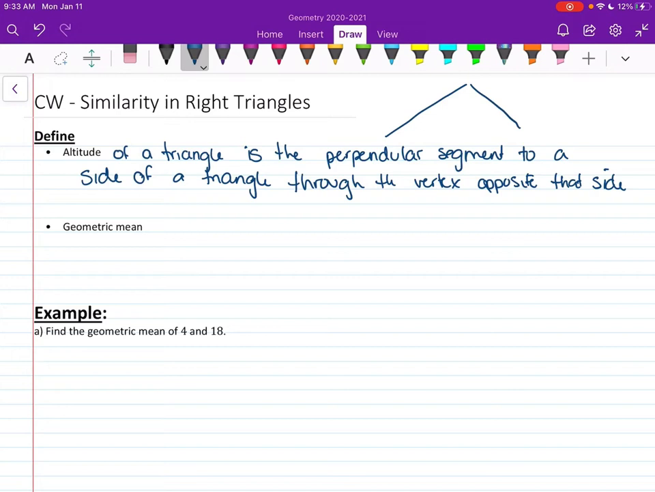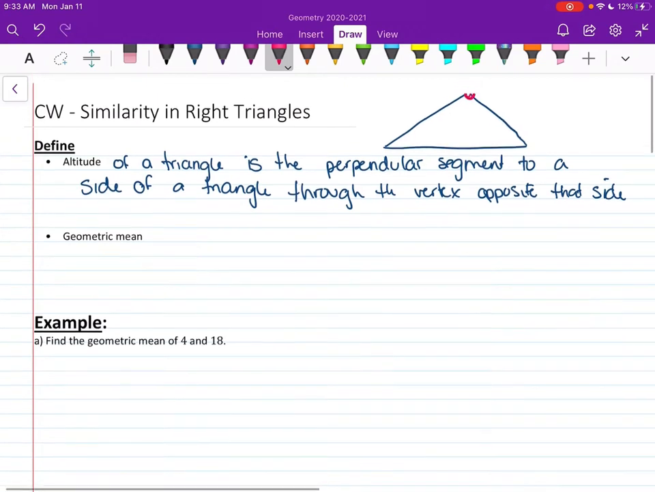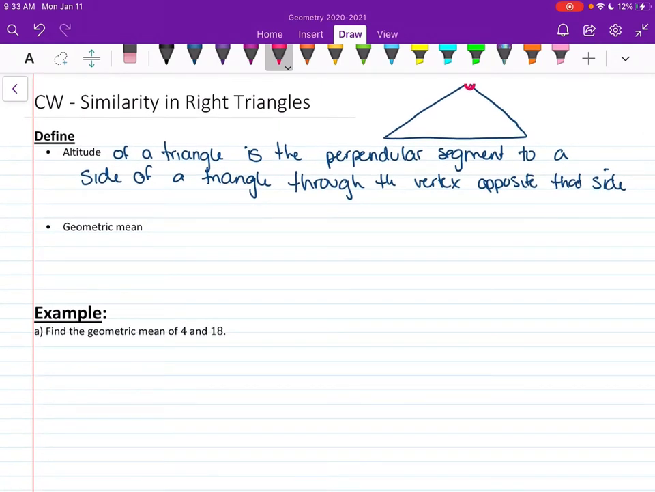So basically, if I have a triangle and I pick a side, I'm going to pick that bottom side. I want a segment that's perpendicular to it and it goes through the vertex opposite. So the vertex opposite is going to be that top vertex. So my altitude is going to be this perpendicular. Remember, perpendicular means 90 degrees, right angle. That perpendicular segment through the vertex and perpendicular to that other side.